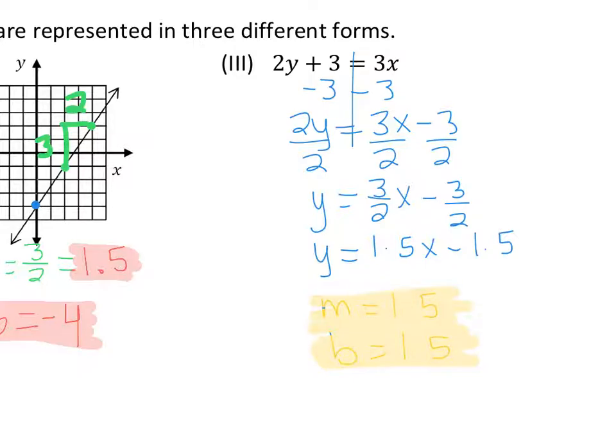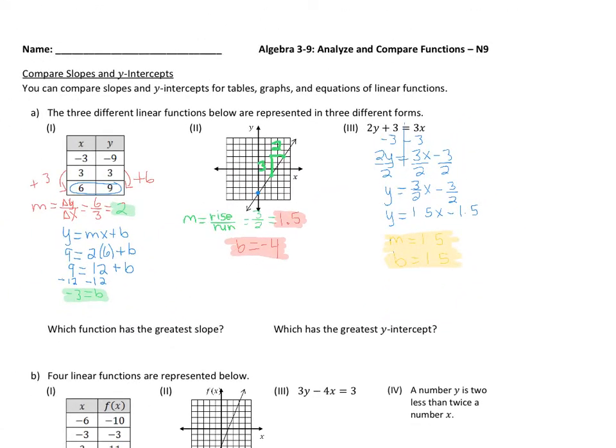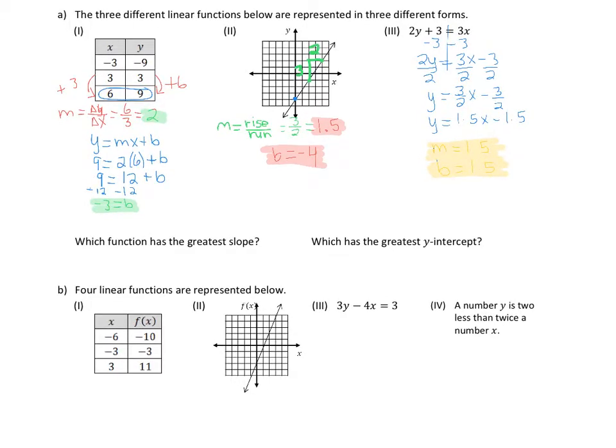Okay, so now let's take a look at our slopes and y-intercepts. Which function has the greatest slope? So which function has the largest slope? Function 1 has a slope of 2. We have a slope of 1.5 and a slope of 1.5. So I'm going to say function 1. Which has the greatest y-intercept? We have negative 3, negative 4, and this actually should be negative 1.5, noticing my typo there. Negative 1.5. So our greatest y-intercept is actually in function 3.